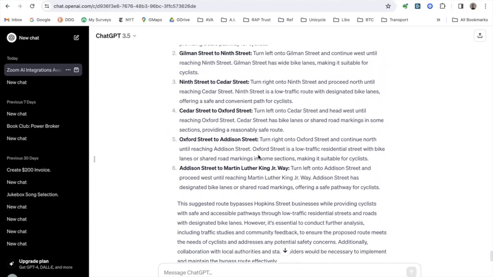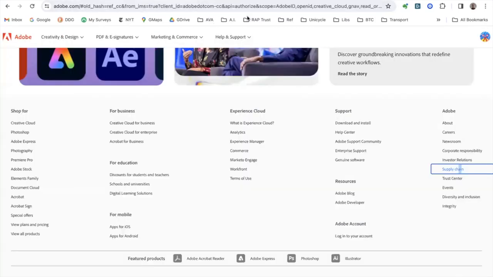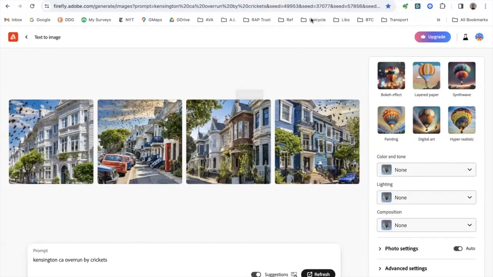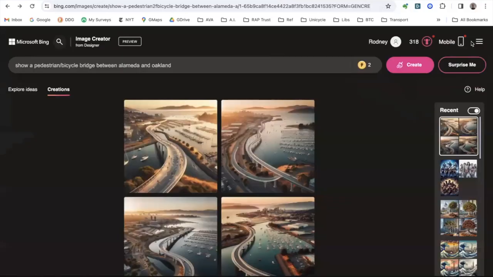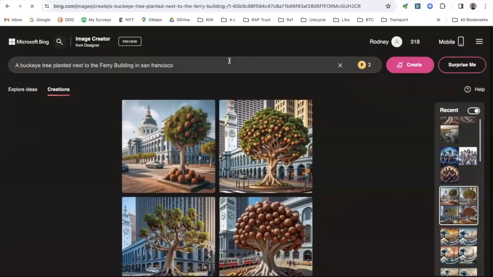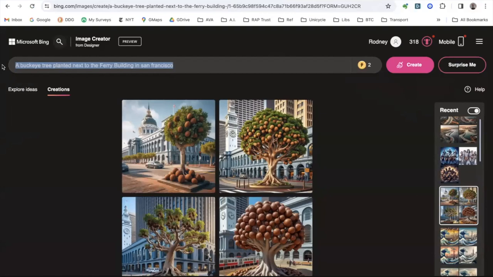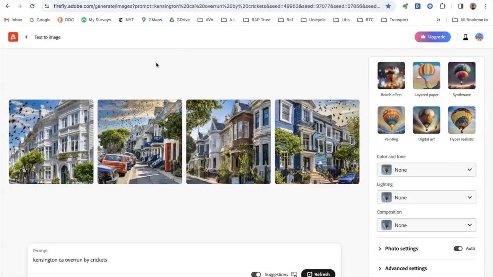Other thoughts. Let's just turn it open to anybody who wants to suggest either a ChatGPT or a... Oh wait, that's right. I was going to show you guys Adobe just so we can see. Let's pick something from something that we did. We'll pick a buckeye tree planted next to the Ferry Building in San Francisco, and we'll throw it at the Adobe image generator. See how they compare. So I'm going to click generate there.